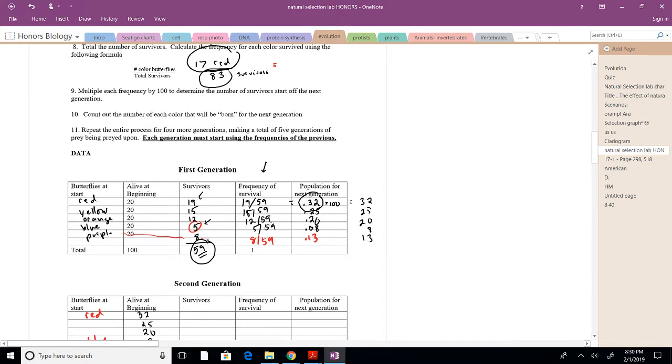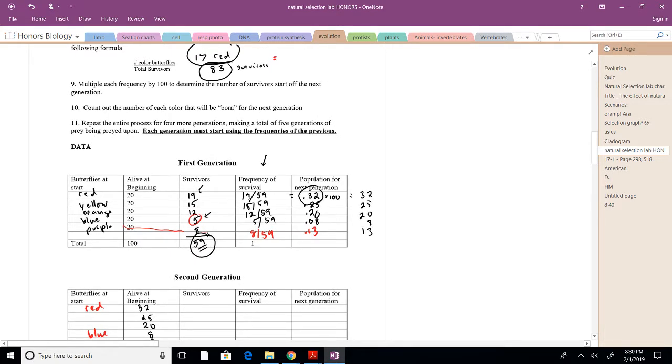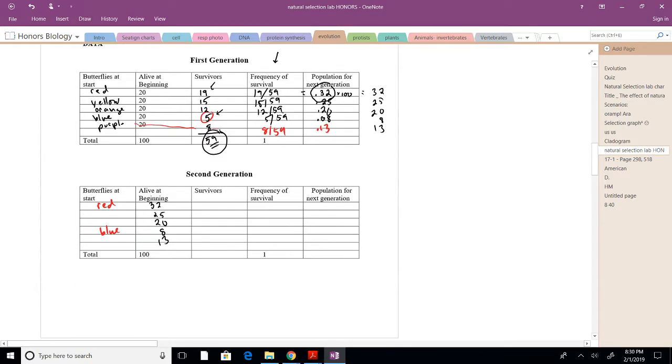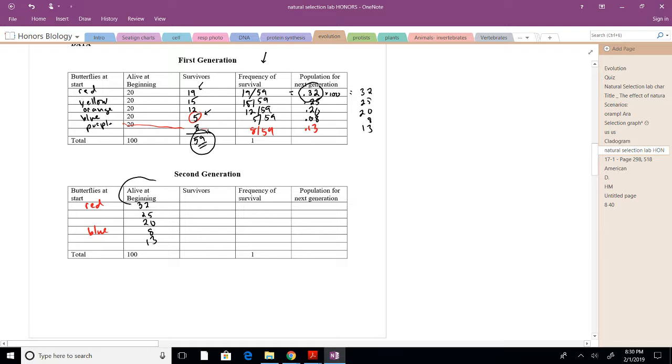Now, I did this a couple of times, and goodness knows I may have made a mistake, but it should add up to 100. So these numbers represent the butterflies that you want alive on your environment in the next round. So you want 32 red, 25 yellow, 20 orange, 8 blue, and 13 purple. And notice the red went up because more of them survived in the previous generation. The blue went down significantly because they were picked off.